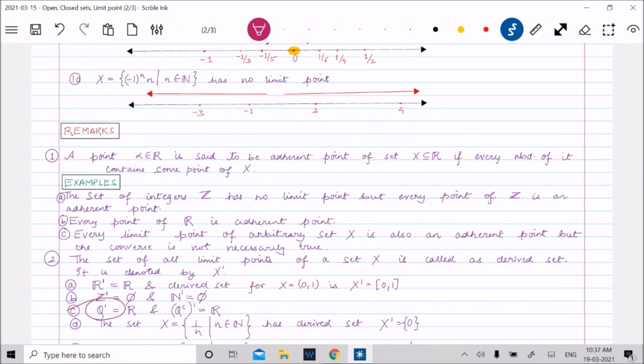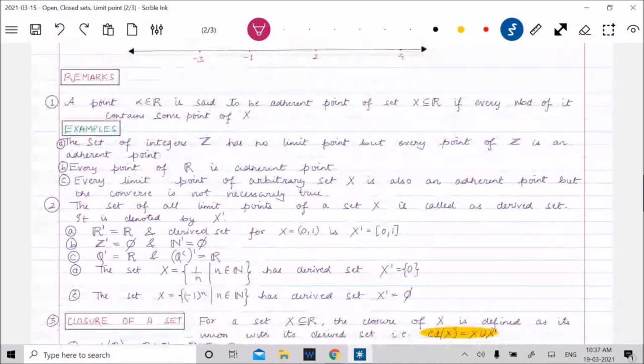And what about Q? If you find the derived set for the set of rational numbers, as I told you earlier, the rationals and irrationals are badly mixed, right? So we also proved that, and we talked about that, that all real numbers are limit points of the set of rationals, right? It means that the derived set of Q will be equal to R, right? And similarly, the derived set of irrationals will be equal to the set of reals, right? And here are other examples.